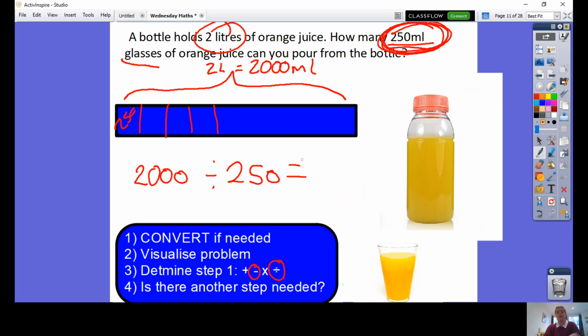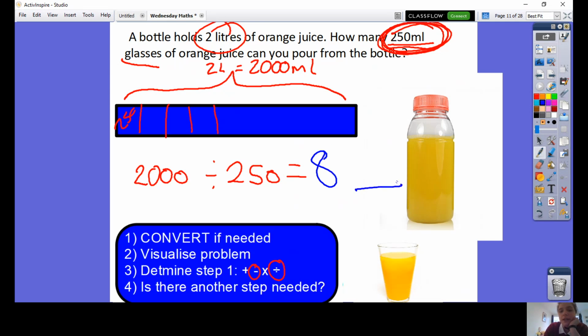Again, loads of ways you could do this. You could count in 250s, or you could cancel out your zeros and count in 25s. Let's count in 250s. I'm going to get my fingers ready. Please join in with me. 250, 500, 750, 1000, 1250, 1500, 1750, 2000. So there are 8 groups of 250 in 2000.